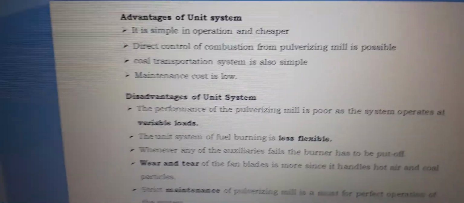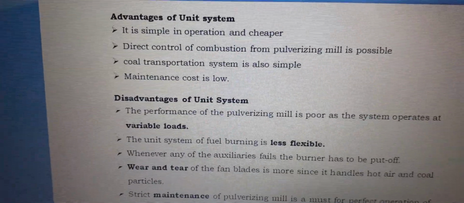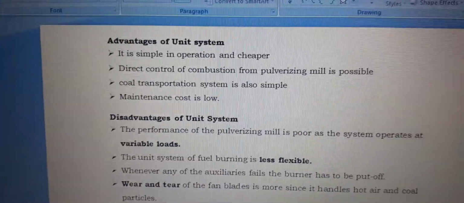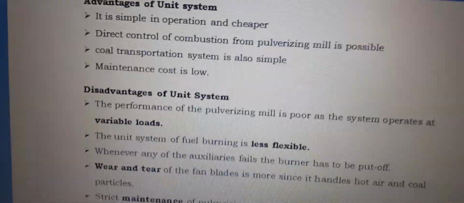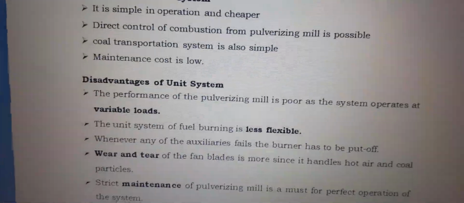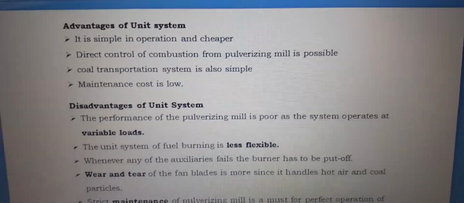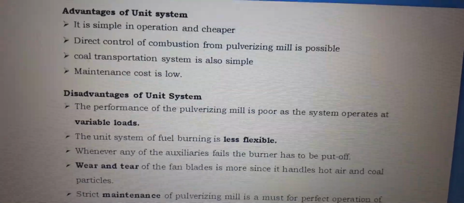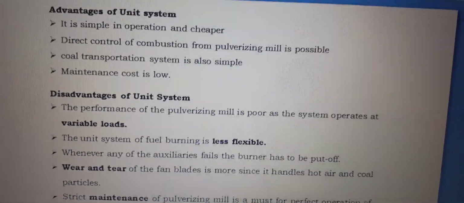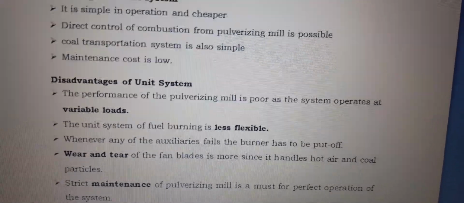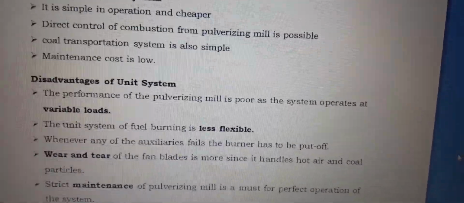Next, advantages of the unit system. It is simple in operation and cheaper. Direct control of combustion from the pulverizing mill is possible here. Coal transportation system is also simple. Maintenance cost is low. Disadvantages: performance of the pulverizing mill is poor as the system operates at variable loads. The unit system of fuel burning is less flexible.